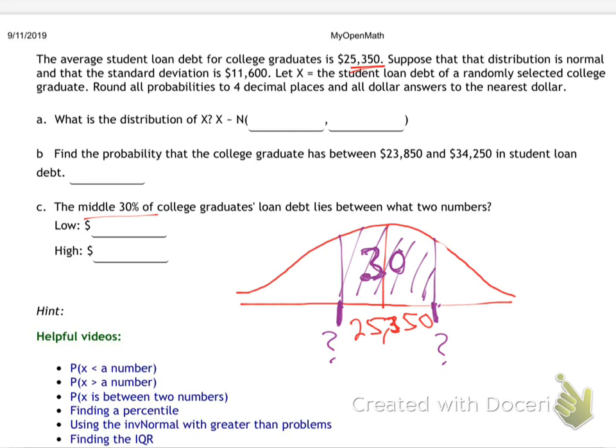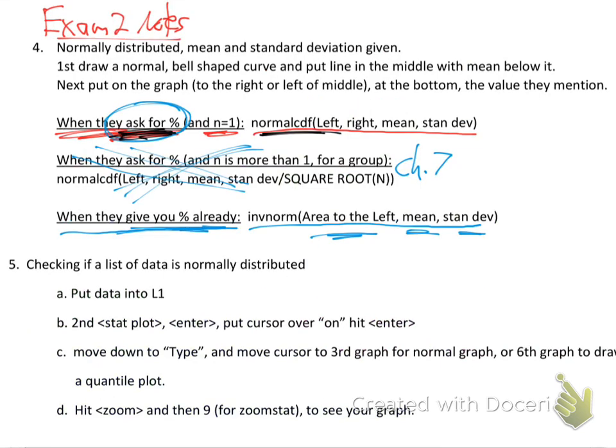That's what they're asking. Okay, so first off, are we talking about normal CDF or inverse norm? Are they giving me a percent or asking me for a percent? Oh, yeah, this is a tricky one. You guys are right on track, and my method's working fine. They're giving me a percent. They absolutely are. They're giving me that 30%, aren't they? So go back to the exam 2 notes. When they give you a percent, inverse norm, huh?